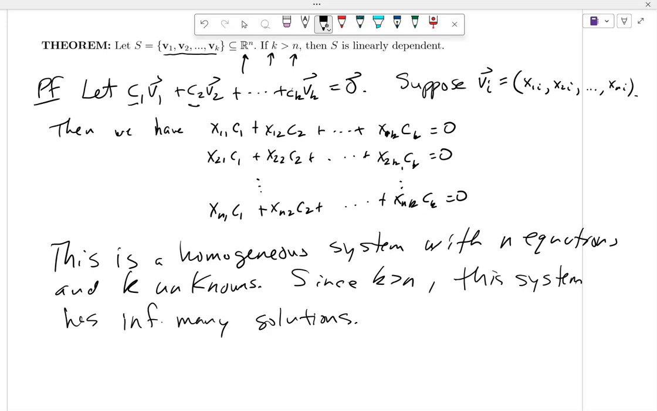Why is that bad? If we wanted this to be linearly independent, why is that bad? Because you don't have just one solution, right? You don't just have the trivial solution, correct? Good. All right. So this tells us that our original set must be linearly independent.